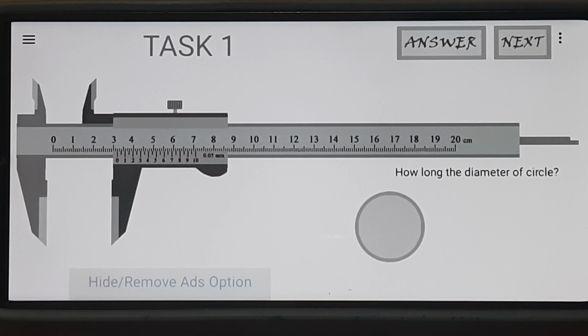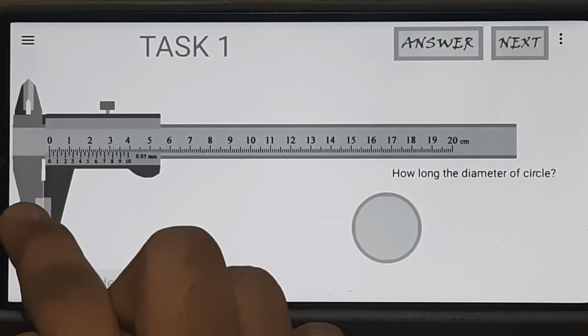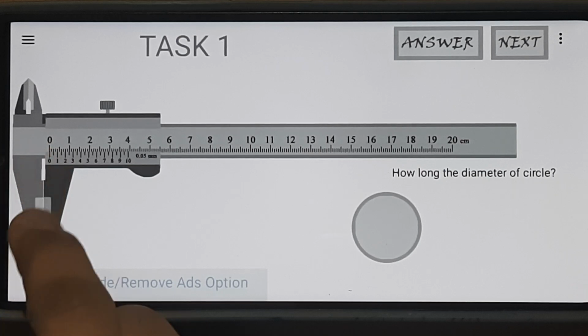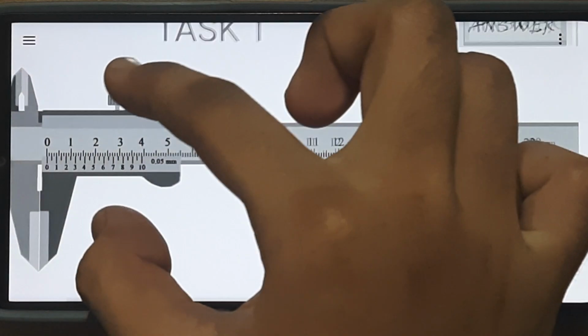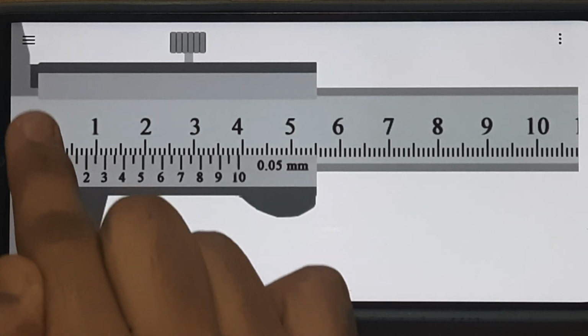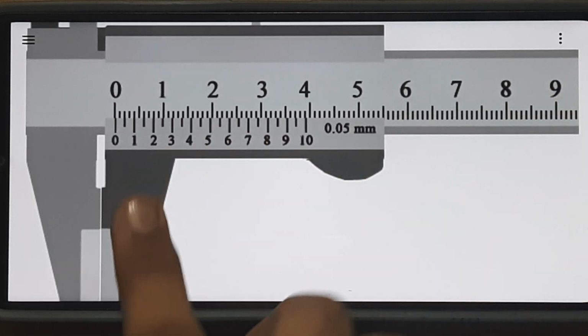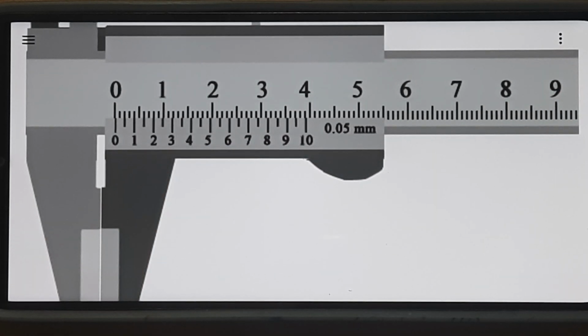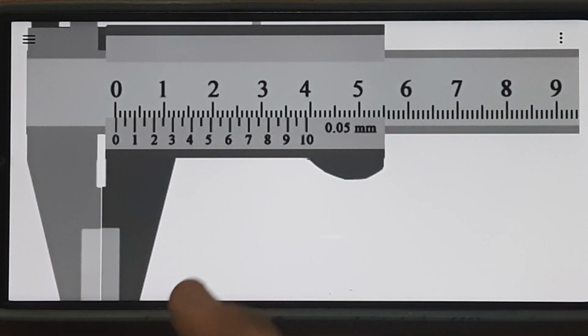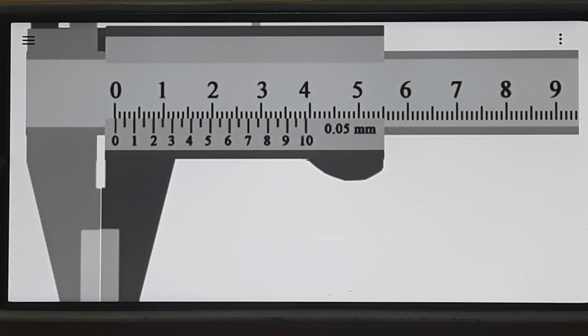When there is no object between the Vernier scale and main scale, then the zero of the main scale coincides exactly with the zero of the Vernier scale. When there is no object between these two scales, that is main scale and Vernier scale, then the zero line of the Vernier scale coincides exactly with the zero line of the main scale.